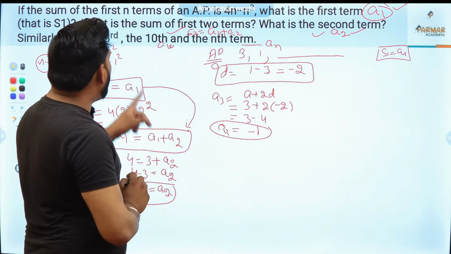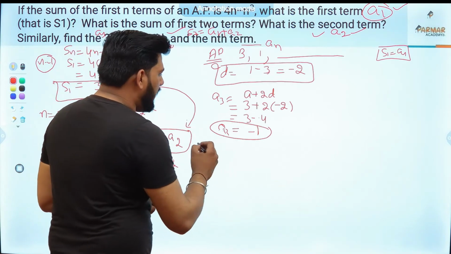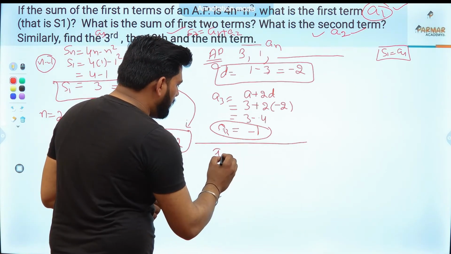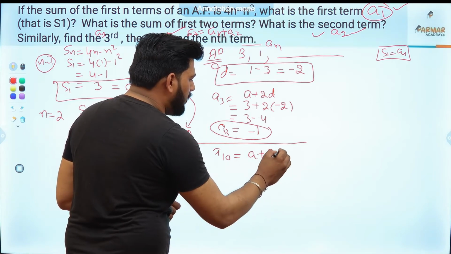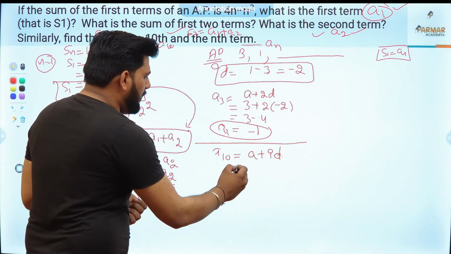The next thing we have to find is the 10th term. Again, how to find the 10th term? Simply, A10 is equal to A plus 9 times D. So replace the values.